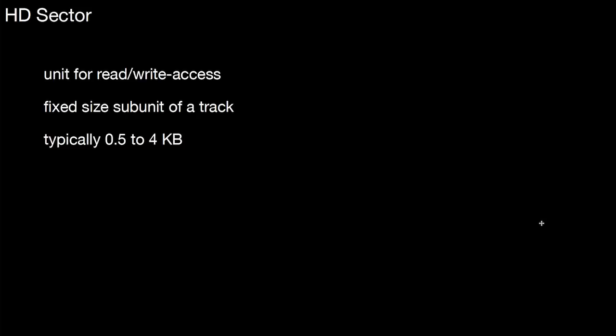So a hard disk sector is a unit for read and write access on that device. It's a fixed size subunit of a track. Typically it's 0.5 kilobyte to 4 kilobytes, so it got bigger over time. Nowadays it's 4 kilobytes. It also stores self-correcting error codes, so the hard disk is able to detect if some bits were flipped on the magnetic device. As with all devices, there may be errors, and then it's important to detect whether such an error occurred.